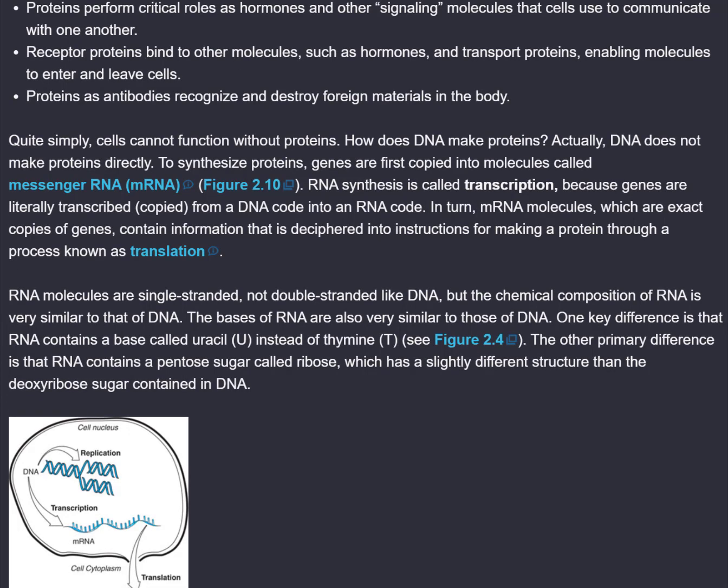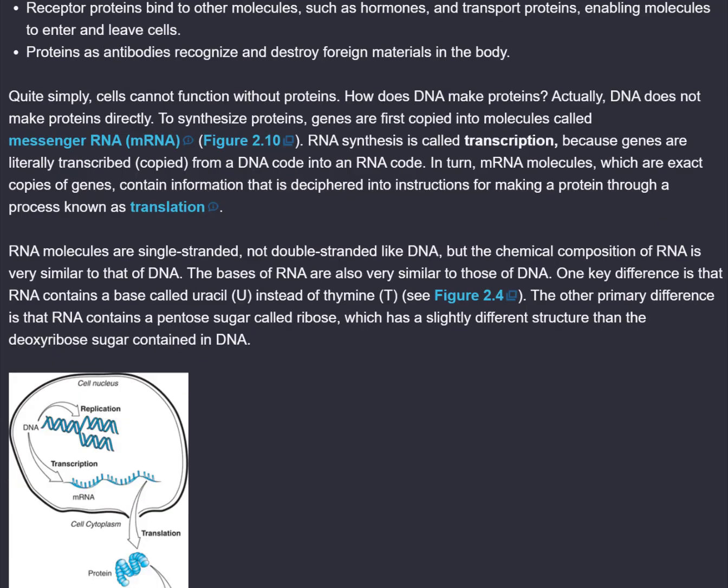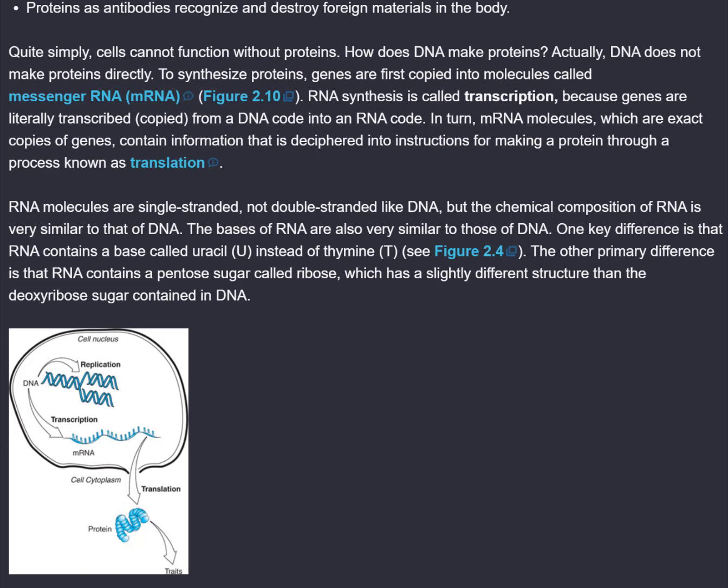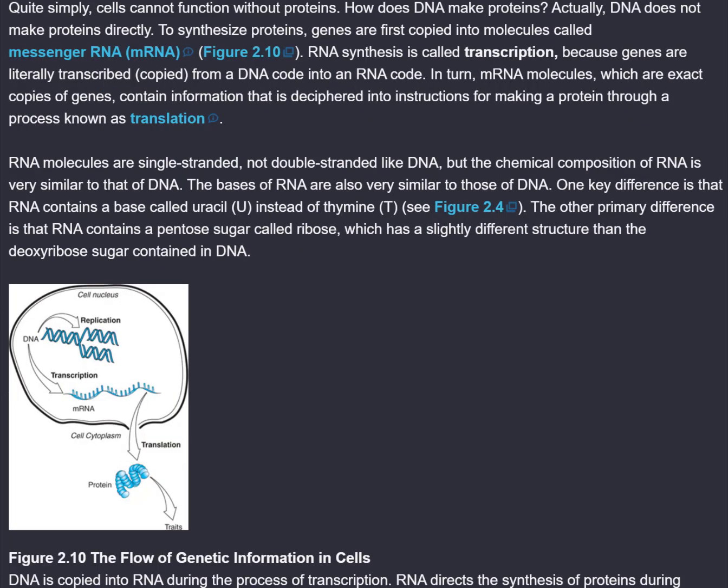Proteins perform critical roles as hormones and other signaling molecules that cells use to communicate with one another. Receptor proteins bind to other molecules, such as hormones, and transport proteins enable molecules to enter and leave cells. Proteins as antibodies recognize and destroy foreign materials in the body. Quite simply, cells cannot function without proteins.